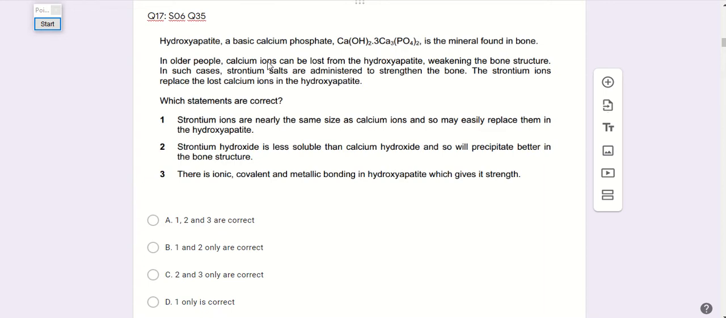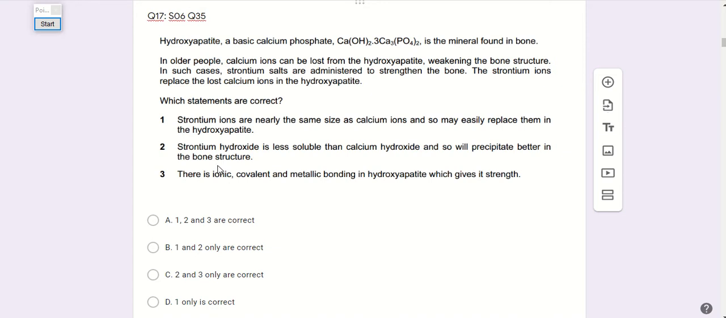Now, they say that in older people, calcium ions can be lost from this hydroxyapatite, so weakening the bone structure. In such cases, they use strontium salts to administer to strengthen the bone. So they ask about which statements are correct about strontium ions replacing the lost calcium ions in hydroxyapatite.